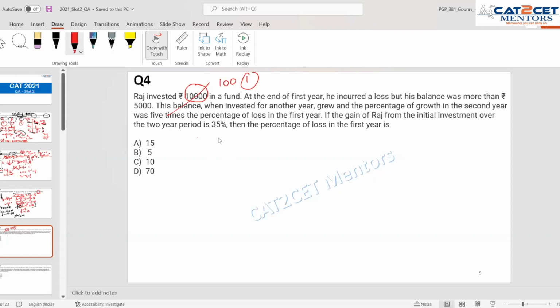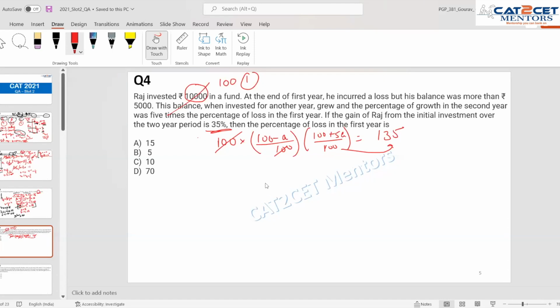Let's say we had 100 rupees in the beginning, and in the first year we had a loss of a%. Okay, so it will be 100 minus loss percentage, that is a, divided by 100. This is after the first year. And after the second year we got a profit of 5a%, so it will be 100 plus 5a divided by 100 equals 35% gain. Okay, overall 35% gain, so it will be 135. Then we need to solve the quadratic, where we will eliminate this 100 over there, take this 100 to this side, and then make a quadratic.